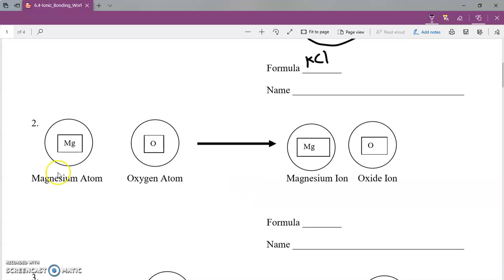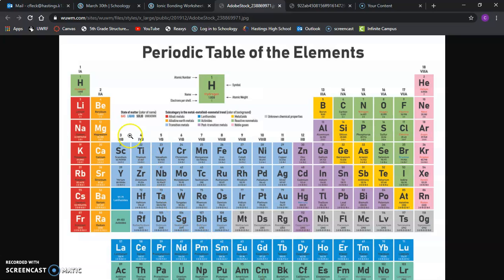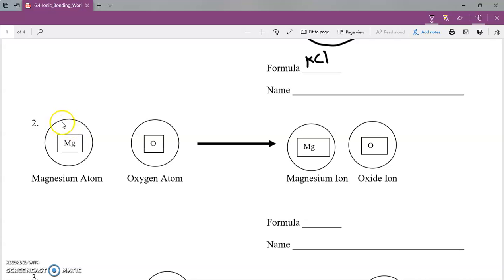Now let's deal with this one down here. Magnesium and oxygen. Let's take a look. Where's magnesium at? Right here, right? Magnesium is in group 2. And so, you can guess, it has 2 valence electrons. Boom.